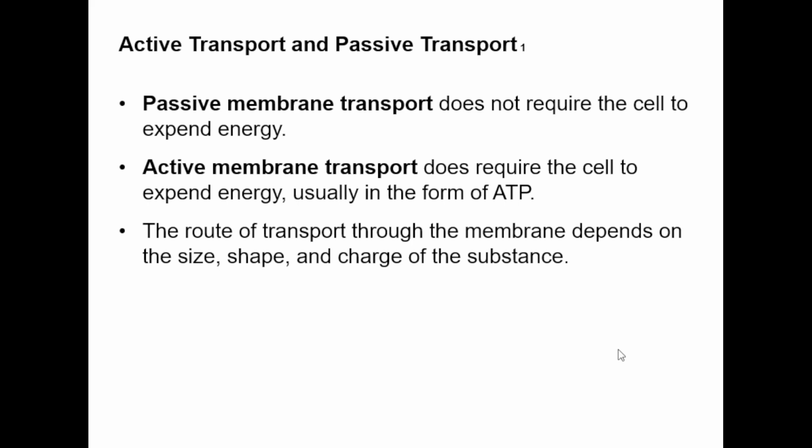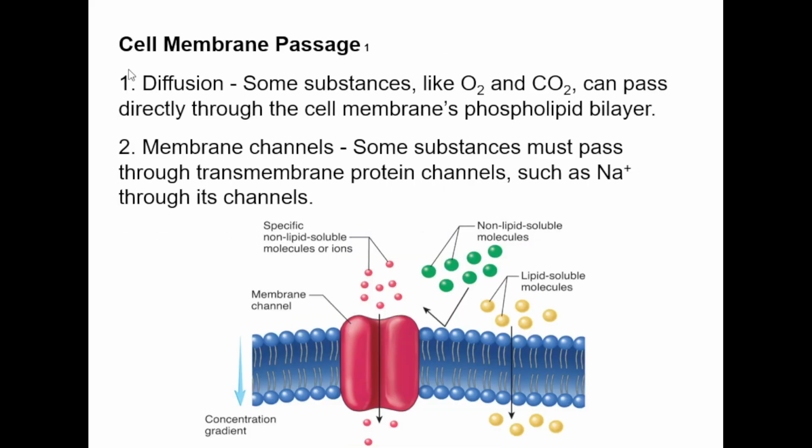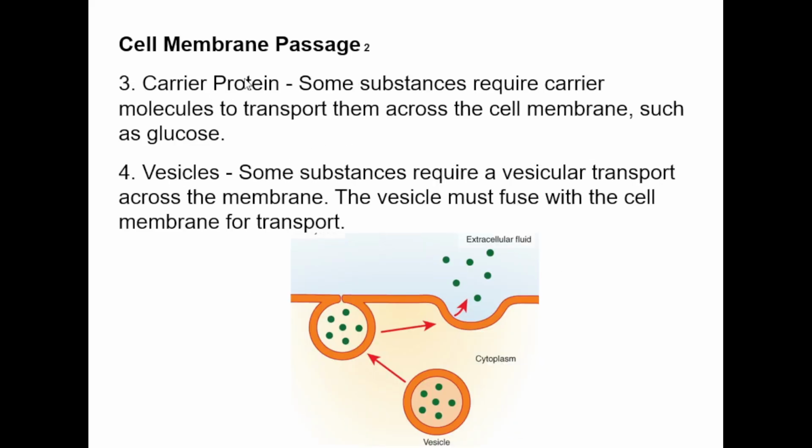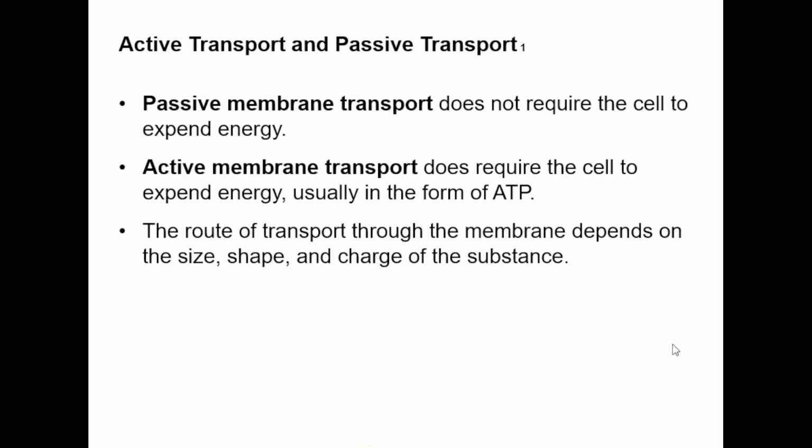Now, all of these four passages: diffusion, membrane channels, carrier protein, and vesicles, fall under two major classifications. These are passive membrane transport or active membrane transport. Now, what do we mean by these two? When we say passive transport, they do not require energy. They just allow substances to pass through without spending ATP.